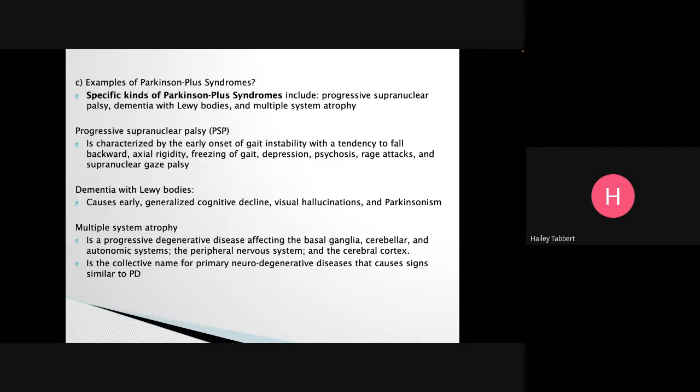This is the collective name for primary neurodegenerative diseases that cause signs similar to Parkinson's. So you can see that the symptoms within all of these disorders are very similar to Parkinson's disease, but they're not actually Parkinson's.